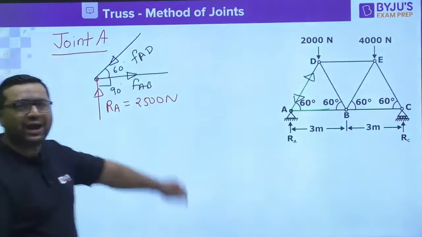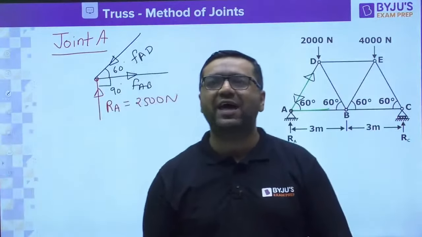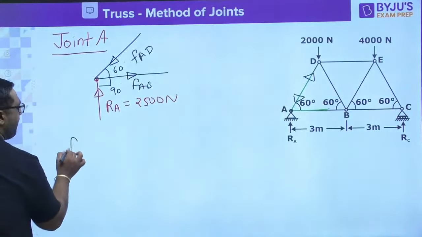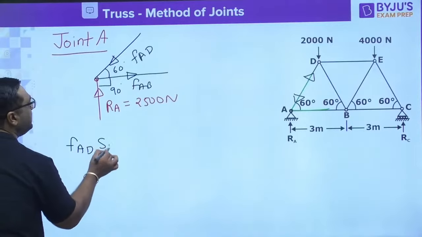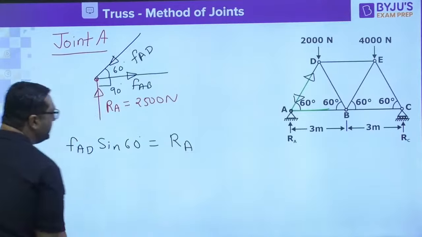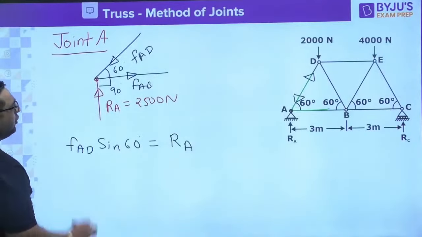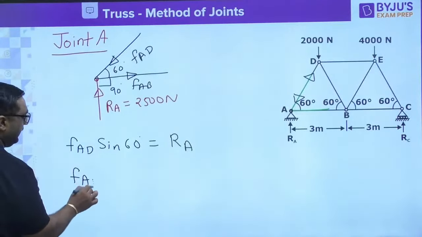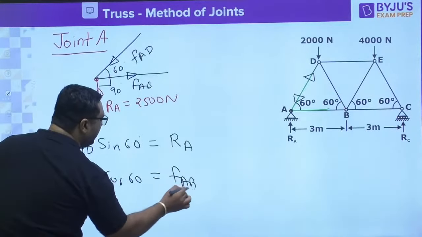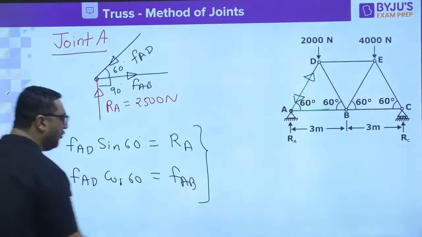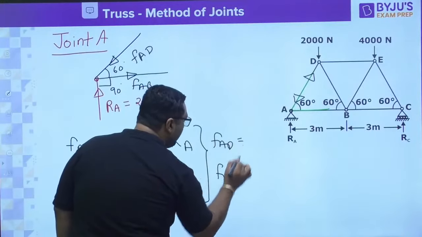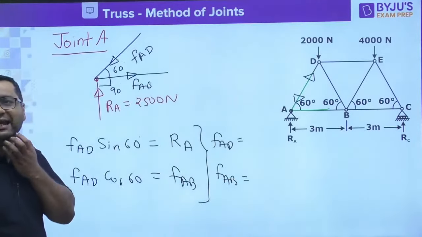So from this joint we can find out two unknowns very easily. So my dear, we can say FAD sin 60 is equal to the support reaction RA. This is coming from summation Fy equals 0. And you can write FAD cos 60 equals FAB. So from this you can find out the values of FAD and FAB.